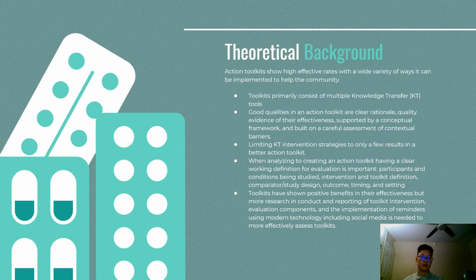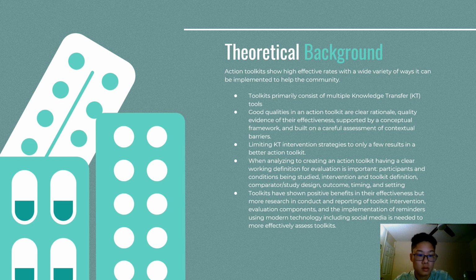The theoretical background around action toolkits is how well it uses knowledge transfer tools. KT tools for short are based on how well the action toolkit informs, shares knowledge, builds awareness, changes practices, changes behaviors, etc. Examples of this are templates, guidelines, and programs. Criteria to assess KT tools should be based on a clear logic, evidence of its effectiveness, a conceptual framework, and being built with conceptual barriers in mind.